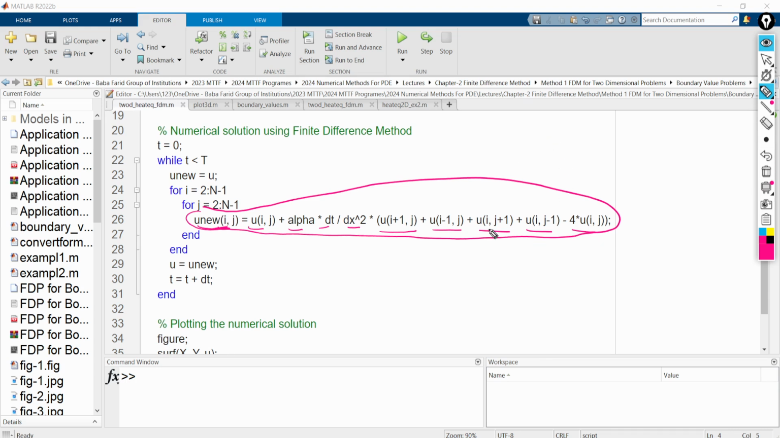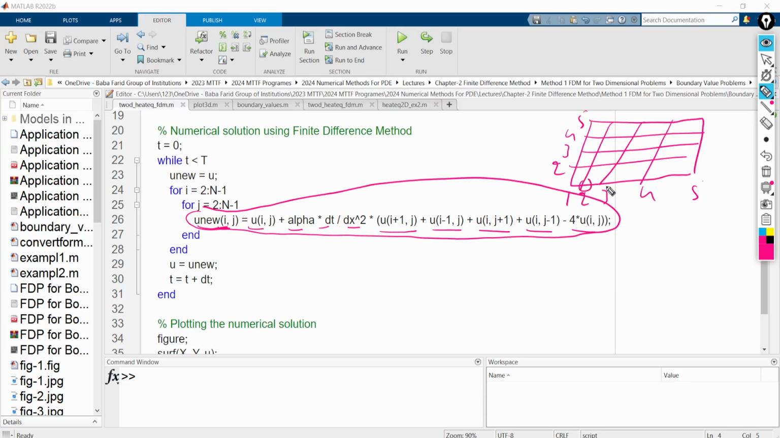So here we need to compute only the interior points. See once again, suppose these are 1, 2, 3, 4, and 5. 5 indices are there, and 2, 3, 4 are the interior points. That's why j will vary from 2 to n minus 1, and similarly i will vary from 2 to n minus 1. So these values will be computed for the interior points, and the updated new value will be stored at this place, which will be equal to u. The new value will be equal to u, and this value again will come back at its place.